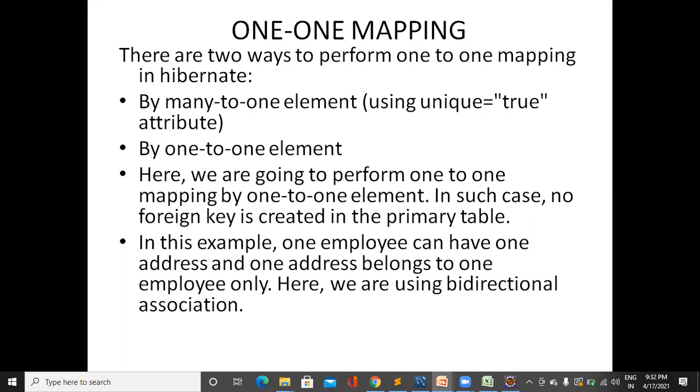Today I'm going to discuss one-to-one mapping using XML. There are two ways to perform one-to-one mapping in Hibernate: by using the many-to-one element with the unique equal to true attribute, and by using the one-to-one element. Here we are going to perform one-to-one mapping by using the one-to-one element. In such a case, no foreign key is created in the primary table. The best example for this is that one employee can have only one address and one address belongs to only one employee. And here we are using bidirectional association.